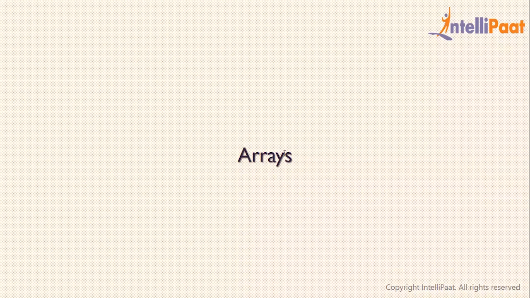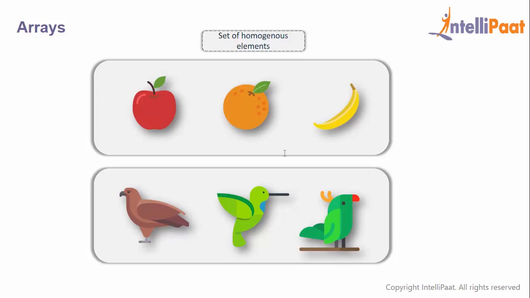Now we'll look at arrays. We already know that variables are temporary storage spaces which only store one value at a time. Now, what if I need to store multiple values? Let's say I need to store names of 100 students. Creating 100 variables for this purpose would be a tedious task. So, this is where an array comes in.